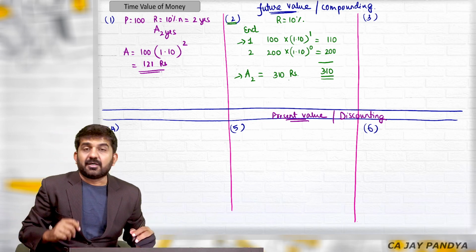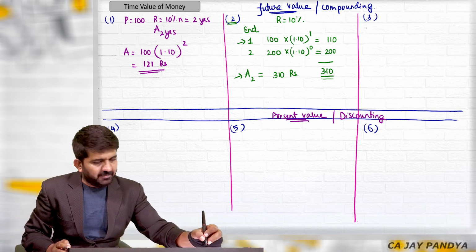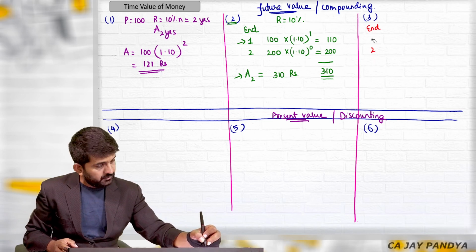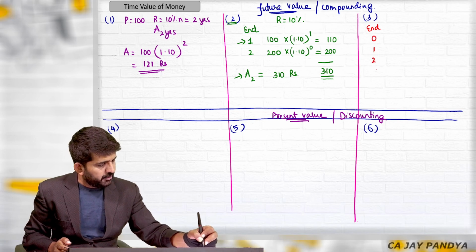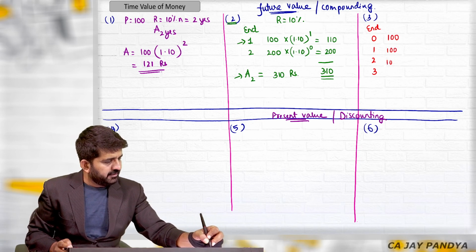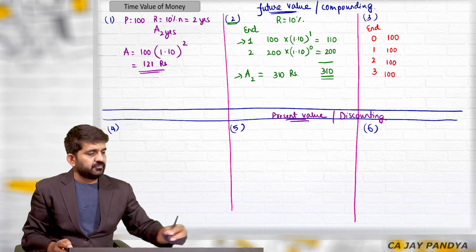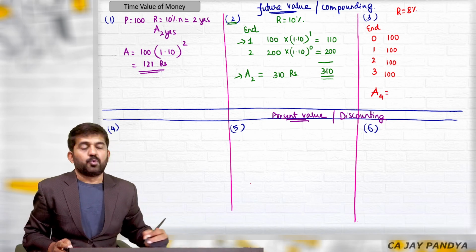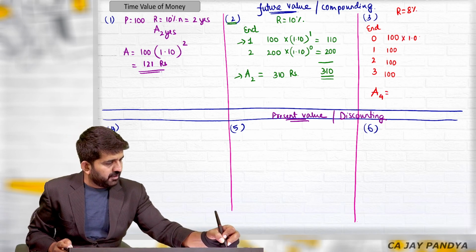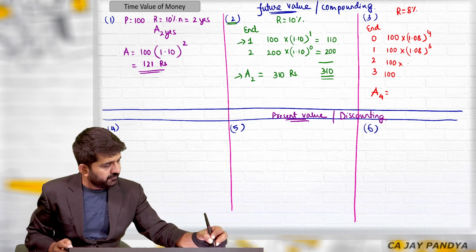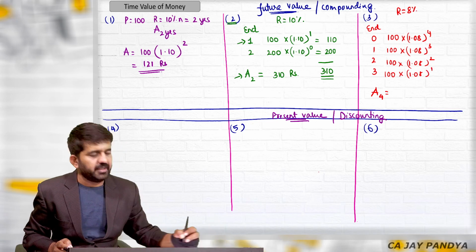What is third? Third and sixth are annuity. So the installment will remain the same. At the end of 0, 1, 2 and 3 years, the amount is 100, 100, 100, 100. Rate of interest is 8%. What is the amount at the end of fourth year? This is multiplied by 1.08 raised to 4, 1.08 raised to 3, 1.08 raised to 2, 1.08 raised to 1. Verify.